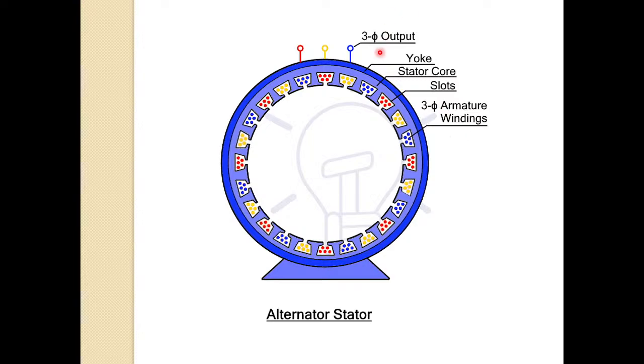Now if you see the outer portion, the dark blue portion, that is known as the yoke. The yoke is the outermost part of the alternator that provides mechanical support and protects the inner parts from environmental damage or pollution.